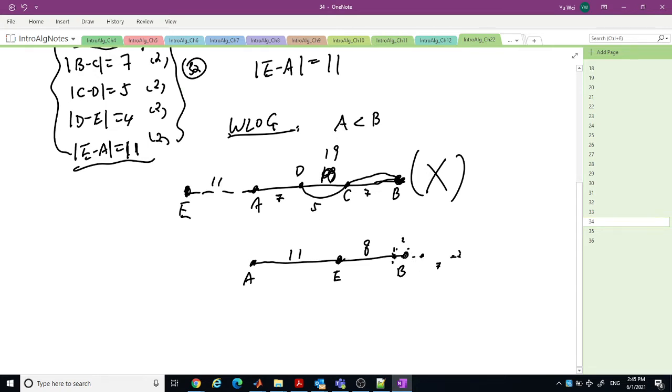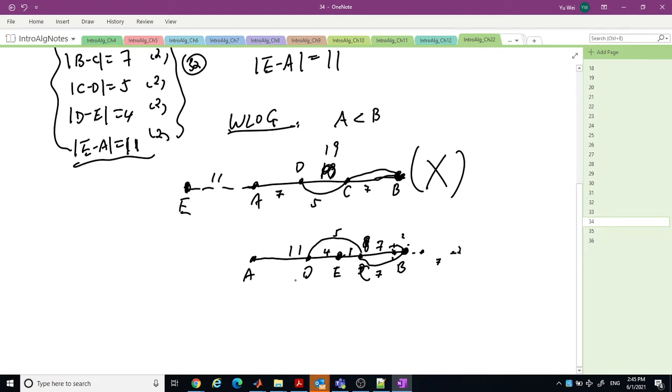So the only way we can do it is B needs to go back to here, to C. Then this is 7, so this is the 1. This is the 7. And D needs to go another 5 from C. Because D to E is 4, we must go in this way. So this is D, this is the 5, this is the 4, so this makes it 5. Now we find the one possibility layout.